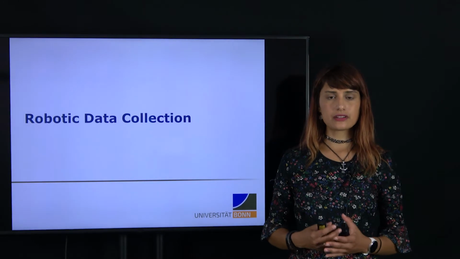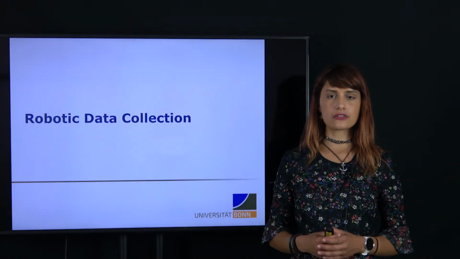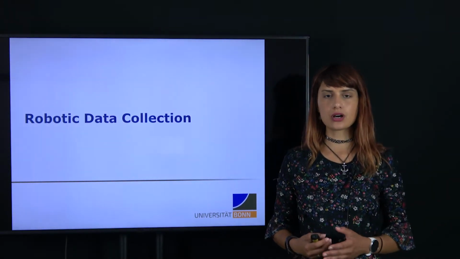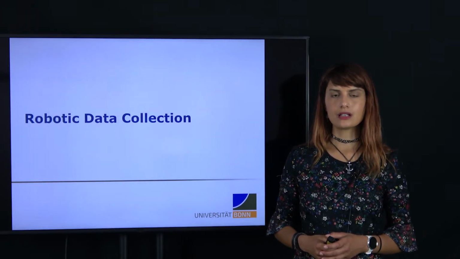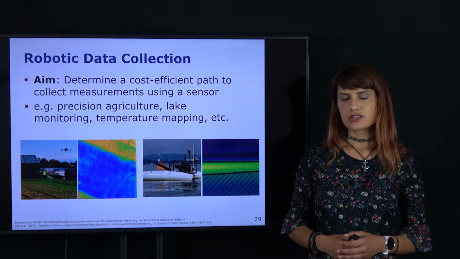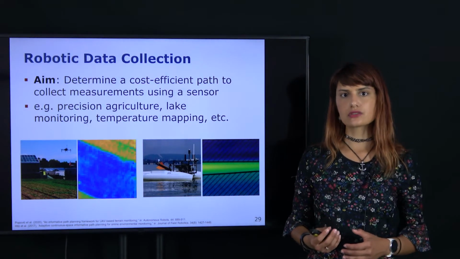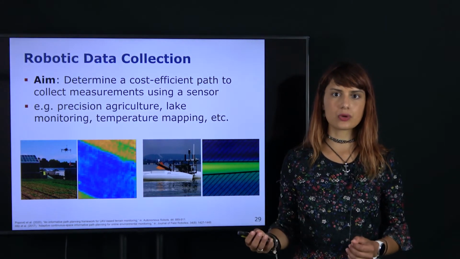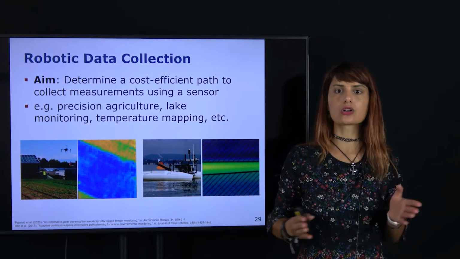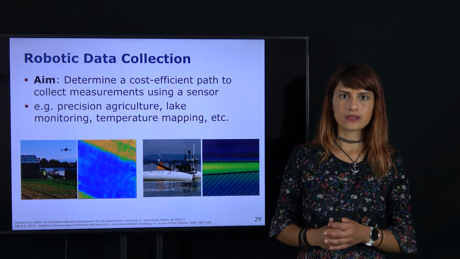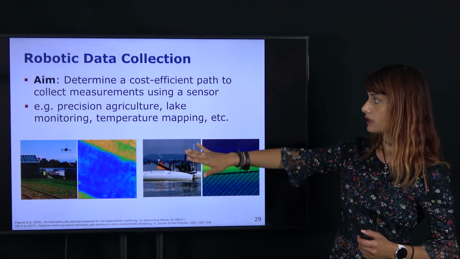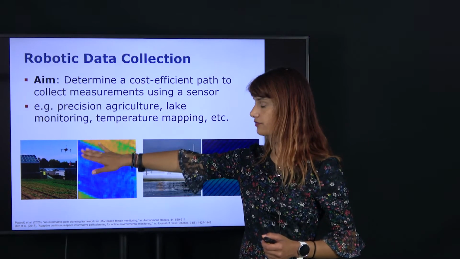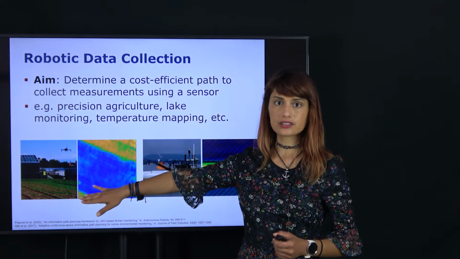Finally, we come to the different but related application of using informative planning for robotic data collection and environmental monitoring missions. In general, the goal of these missions is to use the robot sensor to collect measurements in an efficient way about a target phenomenon occurring in the environment. Some examples are from precision agriculture. For instance, we have this UAV flying over an agricultural field.